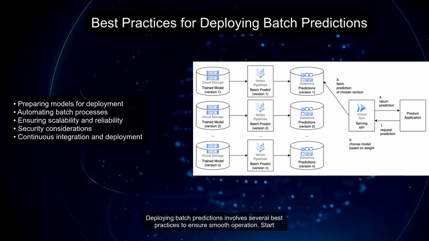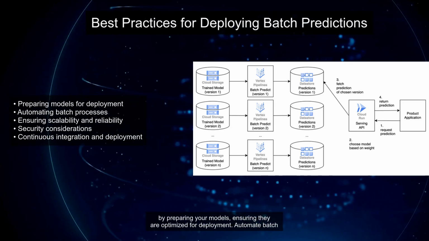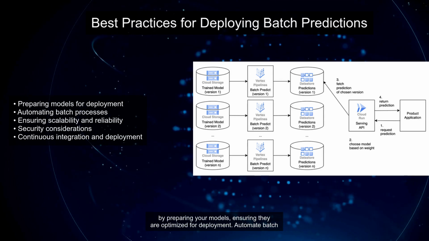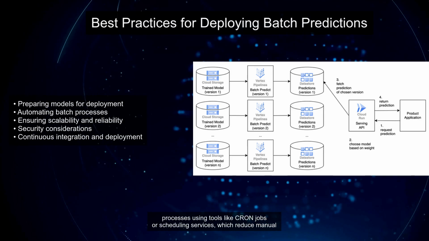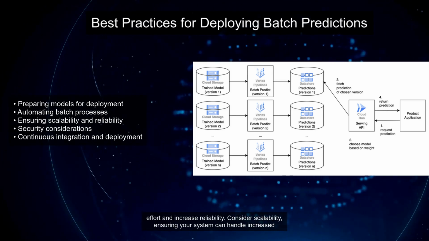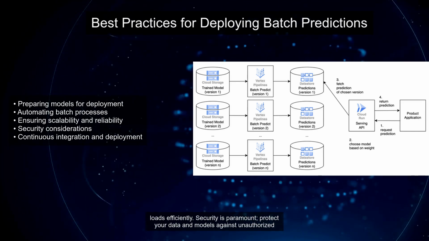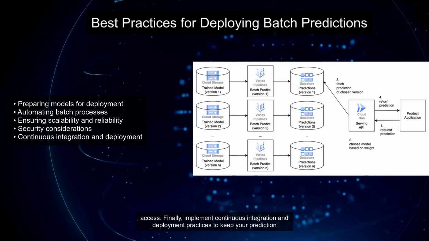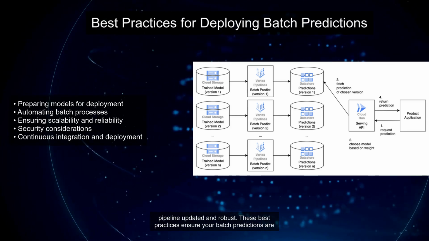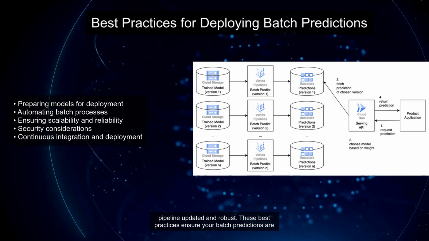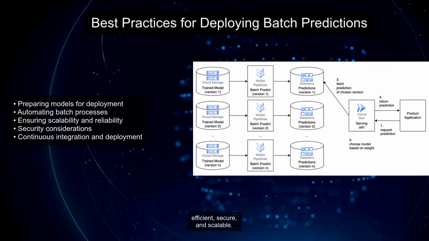Deploying batch predictions involves several best practices to ensure smooth operation. Start by preparing your models, ensuring they are optimized for deployment. Automate batch processes using tools like cron jobs or scheduling services, which reduce manual effort and increase reliability. Consider scalability, ensuring your system can handle increased loads efficiently. Security is paramount. Protect your data and models against unauthorized access. Finally, implement continuous integration and deployment practices to keep your prediction pipeline updated and robust. These best practices ensure your batch predictions are efficient, secure, and scalable.